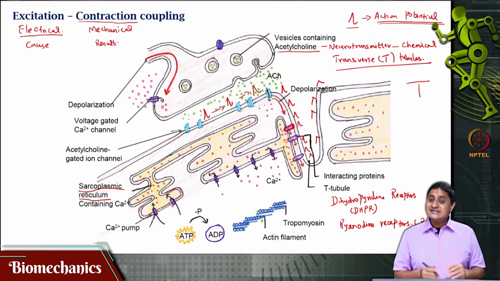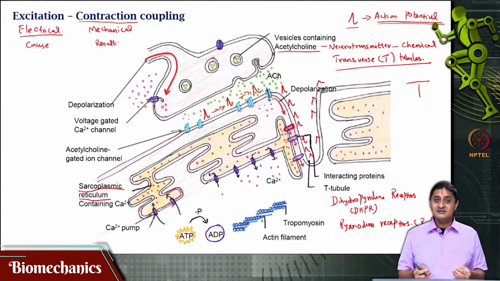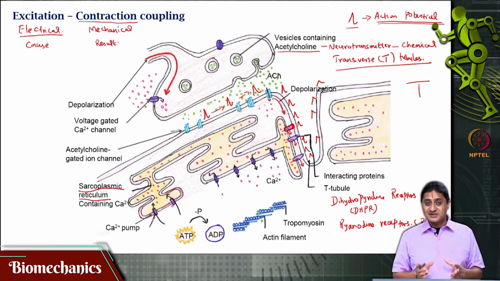Sarcoplasmic reticulum is not on the plasma membrane. Sarcoplasmic reticulum is in the cytoplasm of the muscle cell, or rather the sarcoplasm of the muscle cell. What is the difference between cytoplasm and sarcoplasm? Cytoplasm in the general animal cell, when we apply it to the muscle cell, is called sarcoplasm. So, the sarcoplasmic reticulum is in the sarcoplasm of the muscle cell. It is not on the T tubule.